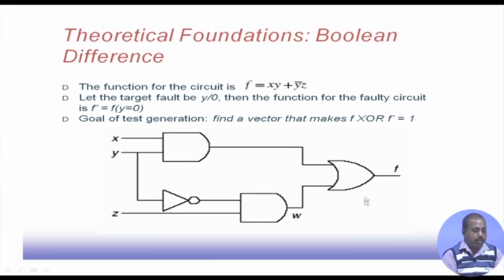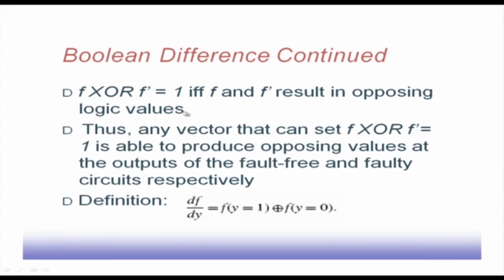That is, we have got this circuit. If we create another circuit which is f dash and run those two circuits simultaneously with this particular vector that we have found, and there is a hypothetical XOR gate at the output which combines the outputs of these two copies, f and f dash, and this output is 1. So, we have to find a vector such that f XOR f dash is equal to 1. This is determined by the Boolean difference operator.